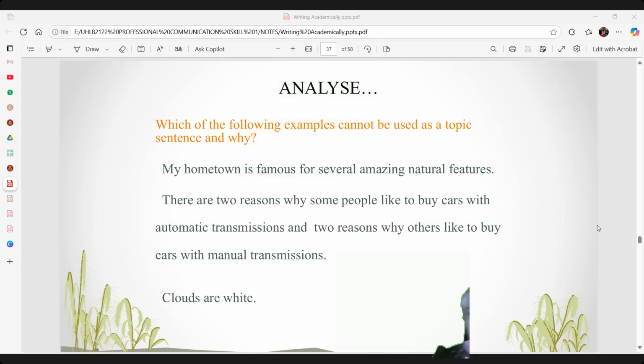Which one cannot be used as a topic sentence? Number one, the first statement, hometown, is correct. The second one cannot, because it has two different ideas, right? So that is not a topic sentence. That can be a thesis statement, but not a topic sentence. "Clouds are white" is definitely not a topic sentence because it's a fact.